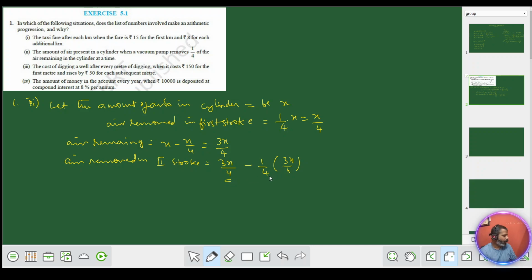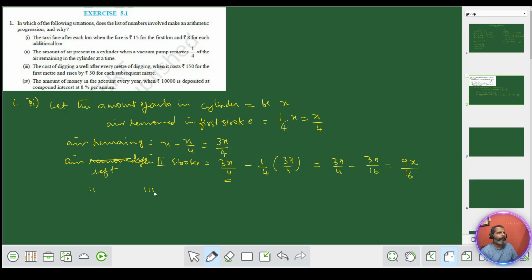Air left after the second stroke is 3x by 4 minus 1 by 4 of 3x by 4. If you solve this, 3x by 4 minus 3x by 16. 16 is the LCM. 4 fours are 16, 4 threes are 12. 12 minus 3 becomes 9x by 16.